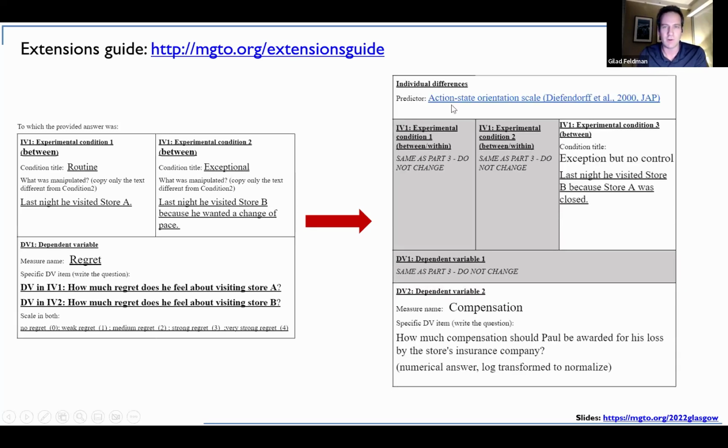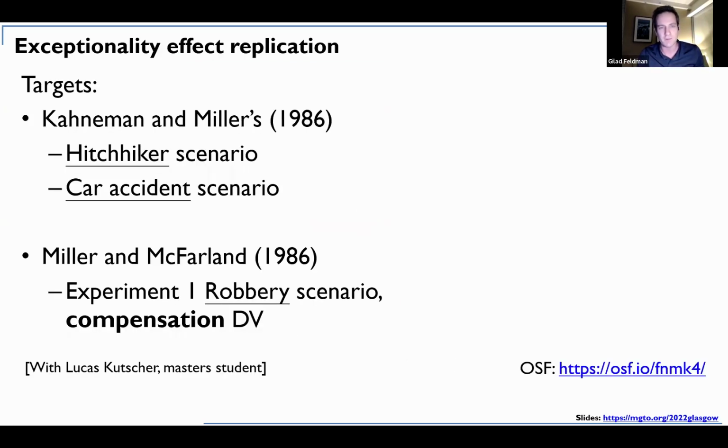So this is an example over here. So individual differences, because we're talking about exceptionality, taking action, not taking action, changing something, not changing something, you can add something like an action state orientation scale. Some person said perhaps exception, but no control over change. So it's not that they deviated because they wanted a change of pace, but because the store was closed, this is why they changed. And then instead of just having regret, also having a compensation. So this just helps structure everything very clearly.